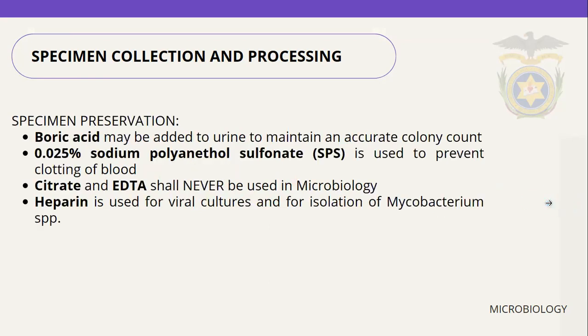Next, we have specimen preservation. First, boric acid may be added to urine to maintain an accurate colony count. Next, 0.025% sodium polyanethol sulfonate (SPS) is used to prevent clotting of blood. And always remember, guys, that citrate and EDTA shall never be used in microbiology. Heparin, meanwhile, is used for viral cultures and for isolation of Mycobacterium species.